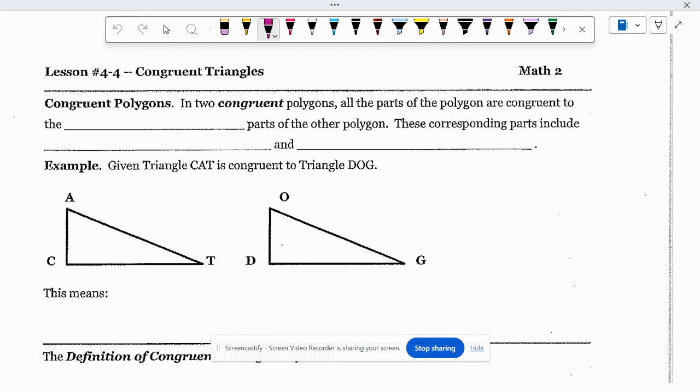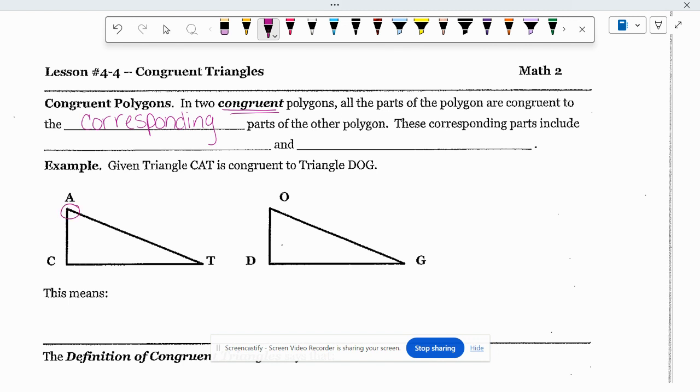Congruent triangles. Well, let's talk about congruent polygons because a triangle is a polygon. So the definition of congruent polygons is all of the parts of the polygon are congruent to the corresponding parts of the other polygon. So in order for triangles or any polygon to be congruent to another polygon, all of their corresponding parts have to be congruent. Let's talk about what their corresponding parts include.